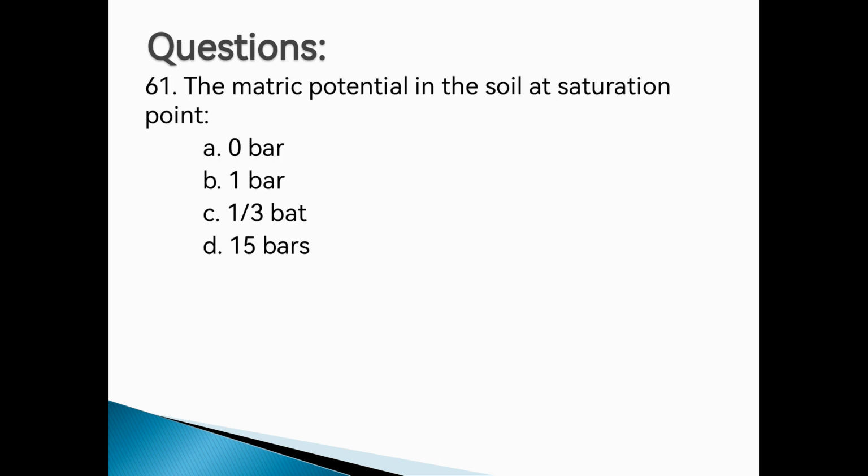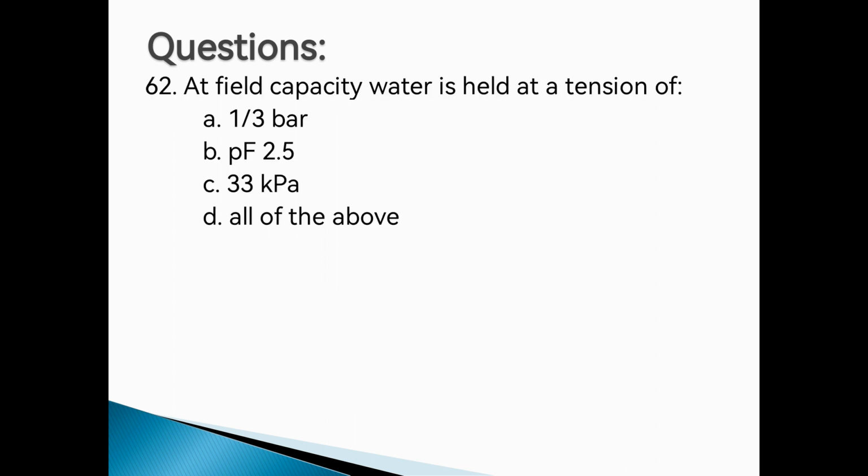Number 61. The matric potential in the soil at saturation point: A, 0 bar, B, 1 bar, C, 1/3 bar, D, 15 bars. The correct answer is A, 0 bar. Number 62. At field capacity, water is held at a tension of A, 1/3 bar, B, PF of 2.5, C, 33 kilopascal, and D, all of the above. The correct answer is D, all of the above.